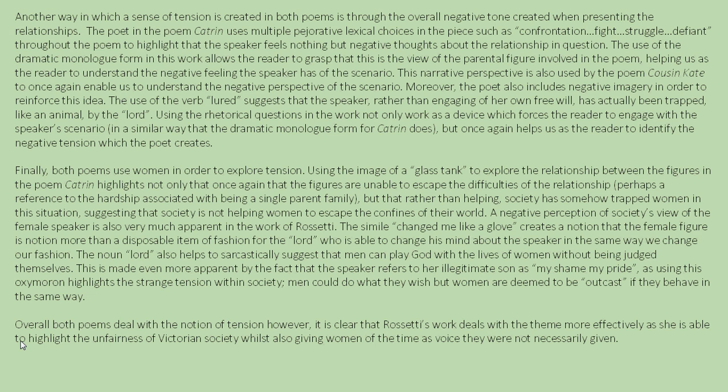This is made even more apparent by the fact that the speaker refers to her illegitimate son as "my shame, my pride," as using this oxymoron highlights a strange tension within society. Men can do what they wish, but women are deemed to be outcasts if they behave in the same way. Overall, both poems deal with the notion of tension. However, it's clear that Rossetti's work deals with the theme more effectively. She is able to highlight the unfairness of Victorian society, whilst also giving women of the time a voice which they were not necessarily given.